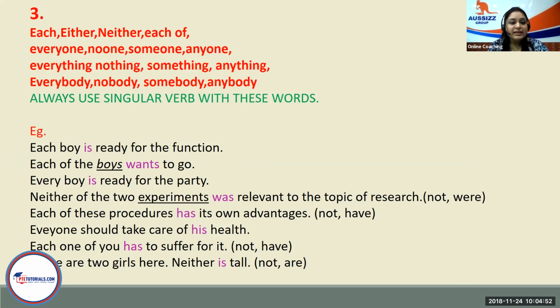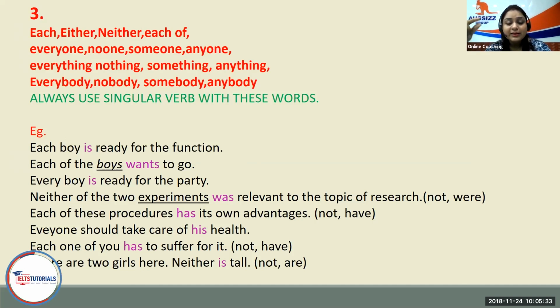For example, each boy is ready for the function. Each boy, singular noun also. Now, next example, if you're using it in a different form, like each of the boys. There's a difference. Try to remember the usage of noun also, because we are doing subject verb relationship. Each boy is ready for the function. Each of the boys wants to go. Yes, it is correct. Each of the boys, you have to use plural noun, but singular verb.